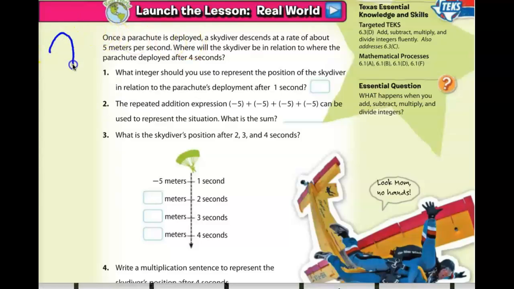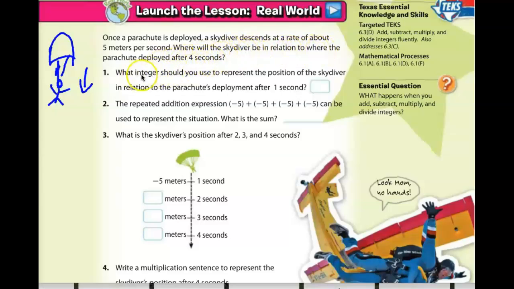Once a parachute is deployed, that means opened. So once the parachute is deployed, here's my parachute, and this is the little guy on the parachute. Well, no. So once it's deployed, the person will descend, which means drop, at about 5 meters per second. Where will the skydiver be in relation to the parachute after 4 seconds?